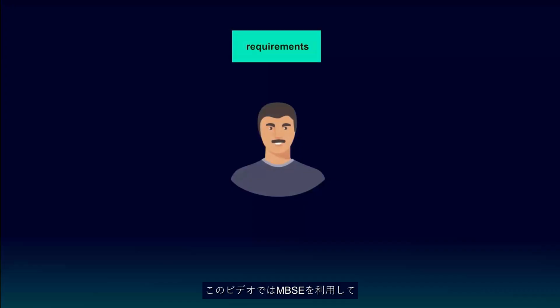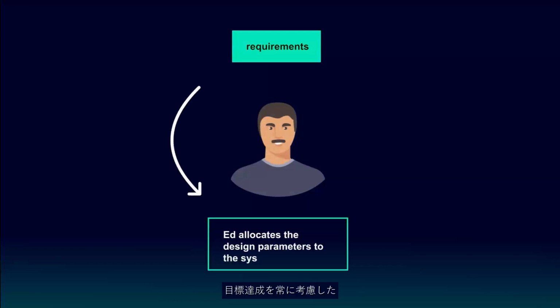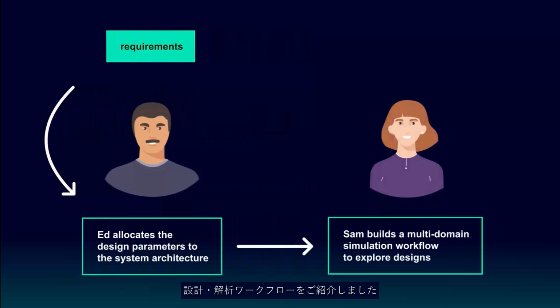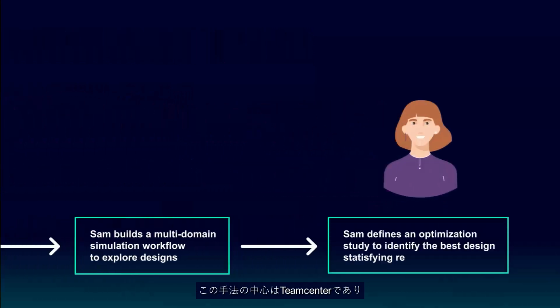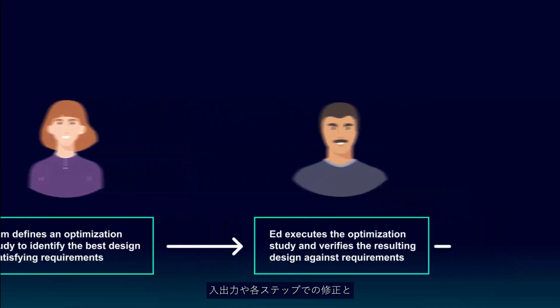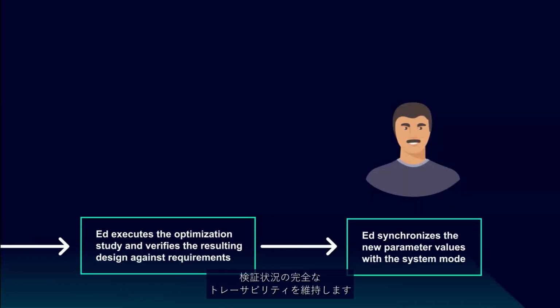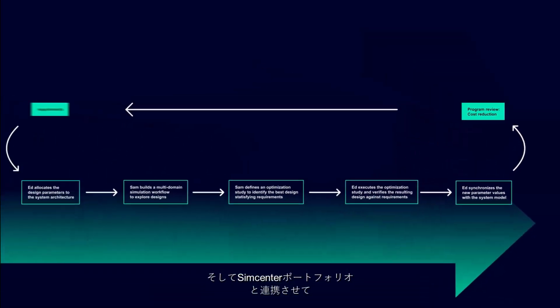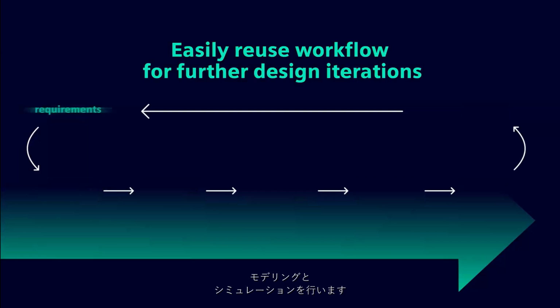In this workflow, we have seen how design, analysis, and performance targeting can be conducted in a joined-up way using MBSE. Central to this methodology is Teamcenter, maintaining full traceability of inputs and outputs, revisions, and verification status at each step, and orchestrating the modeling and simulation tools, shown in this case with the SimCenter portfolio of simulation and test solutions.